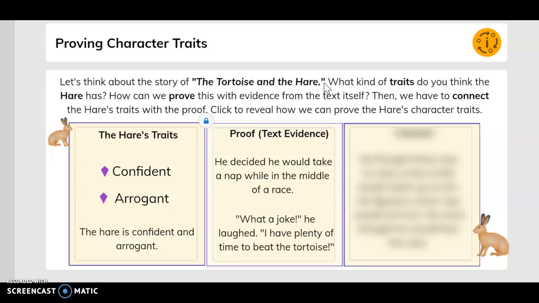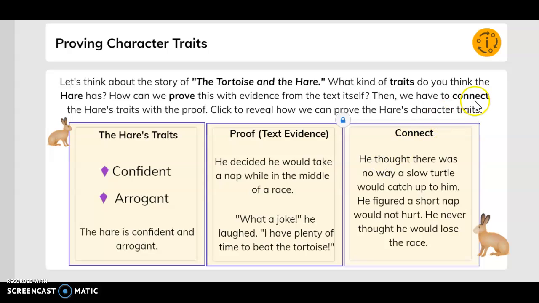What a joke, he laughed. I have plenty of time to beat the tortoise. Connect. He thought there was no way a slow turtle would catch up to him. He figured a short nap would not hurt. He never thought he would lose the race.